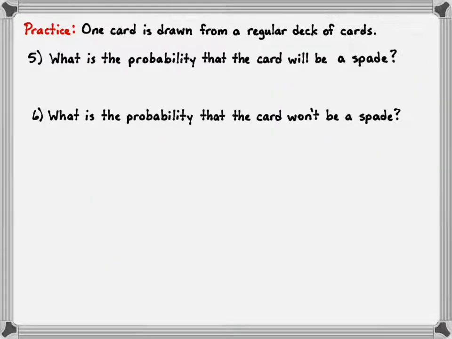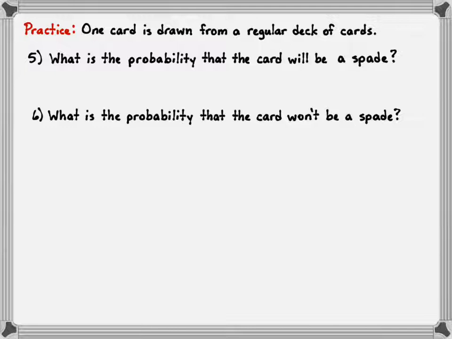All right, here's another practice set of problems. So go ahead and pause this. Hopefully you guys understand a deck of cards. If you don't, go find a deck of cards and figure out how it's broken down. But go ahead and pause the video and then come back and see how you did.